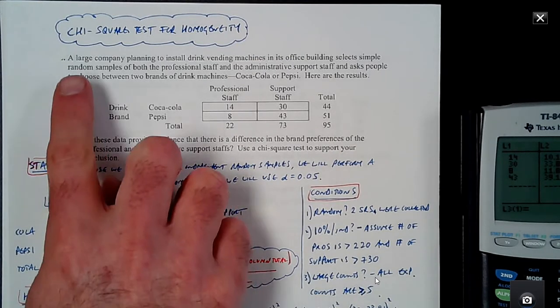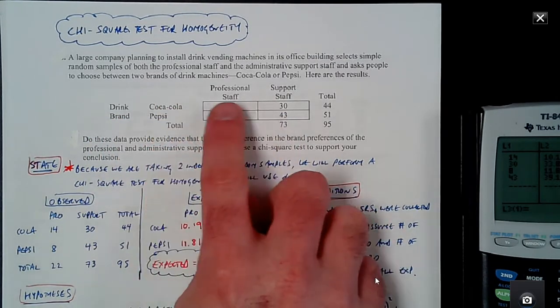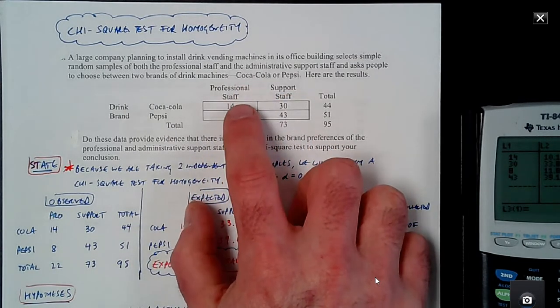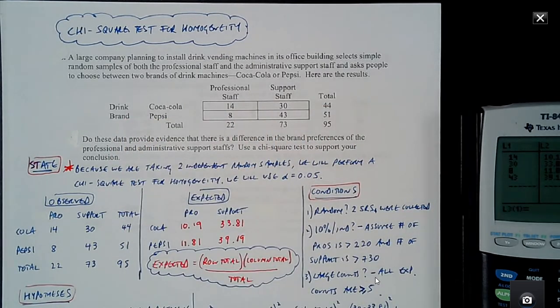So here's our example. We have a large company planning to install drink vending machines in its office building. And they select simple random samples of both the professional staff and the administrative support staff. And they ask people to choose between two brands of drink machines. So they're either going to choose Coca-Cola or Pepsi. So here are the results right here. So we've got the drink brand, Coca-Cola and Pepsi, and then we've got either professional staff or support staff. As you can see, from the professional staff, 14 out of the 44 went with the Coca-Cola.